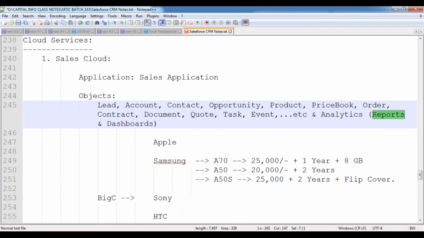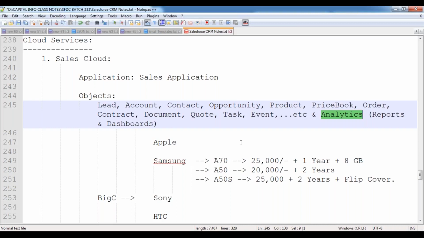The facility is available as part of Sales Cloud. Sales Cloud features are used to automate all the sales processes which we are following inside our organization. In order to automate these processes, we are using the Sales application. As part of the Sales application, we are using the lead object, account object, contact, opportunity, product, price book, order, contract. Like that, we are using various objects, along with analytics features also. This is the concept of Sales Cloud features.